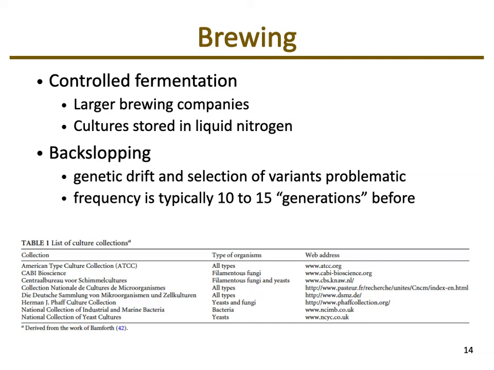Some companies do use a backslopping technique where they keep some of the microbes from the previous batches, and then they utilize those again. There are issues because of how yeast reproduce. Usually after 10 to 15 generations, there's enough genetic drift that you get variations. Those variations can lead to changes in the flavors of the end product of the beer, and that's not always desirable.